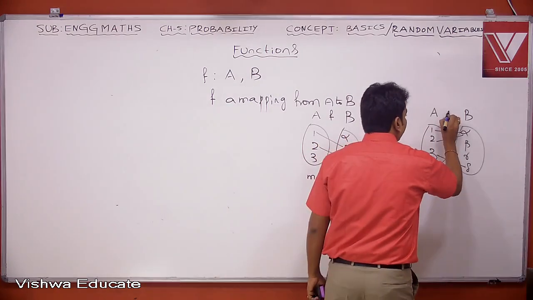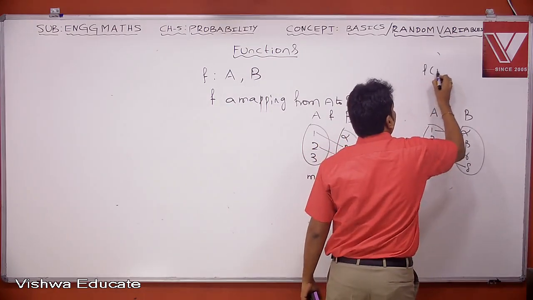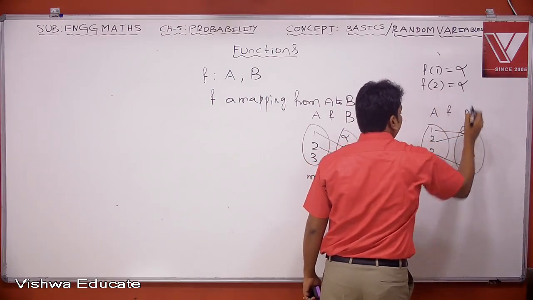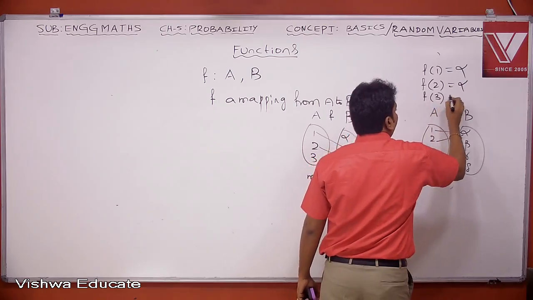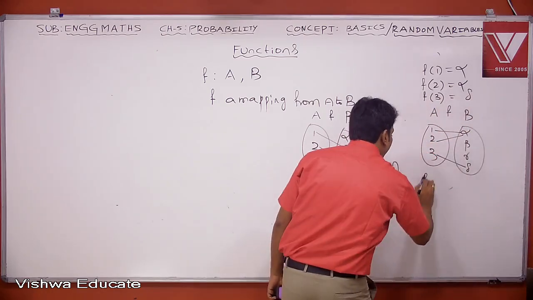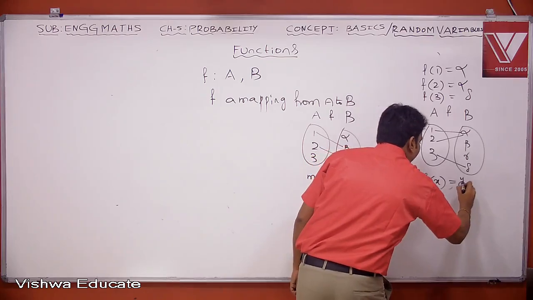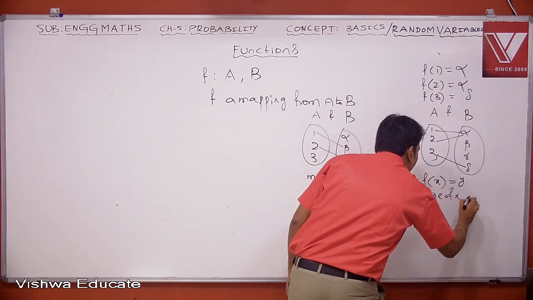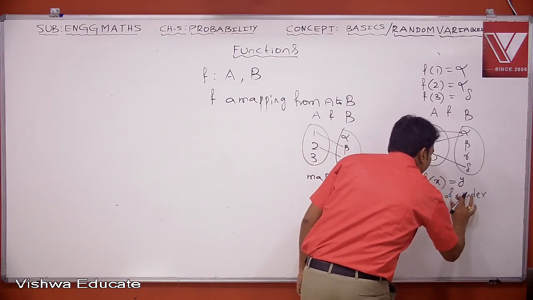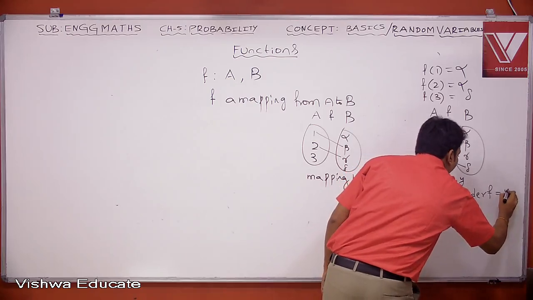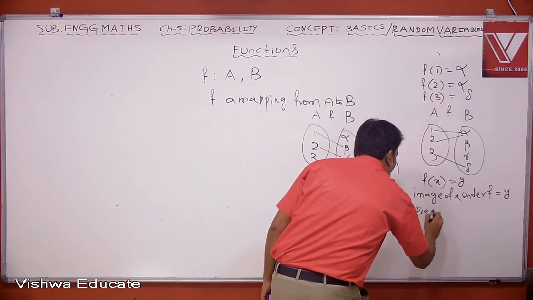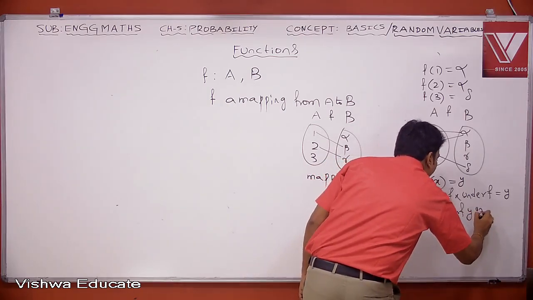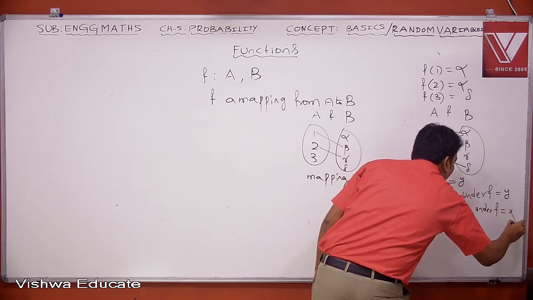Now in this case, suppose this is F, here we can write like this: f of 1 equals alpha, f of 2 equals alpha, and f of 3 equals delta. That means when you consider f of x equal to y, the image of x under f is y, and the pre-image of y under f equals x.